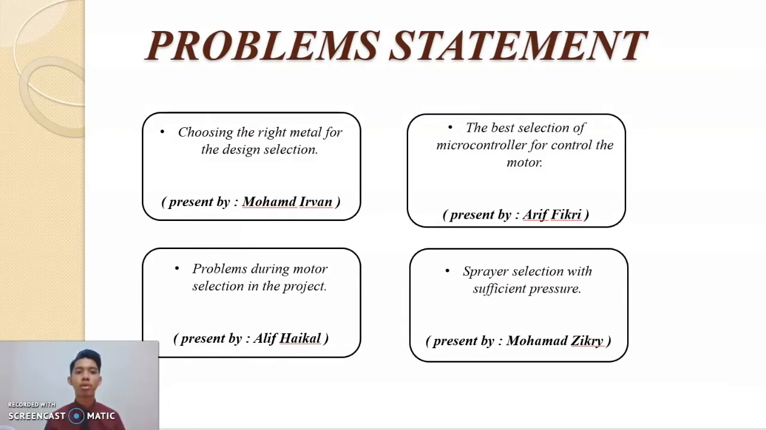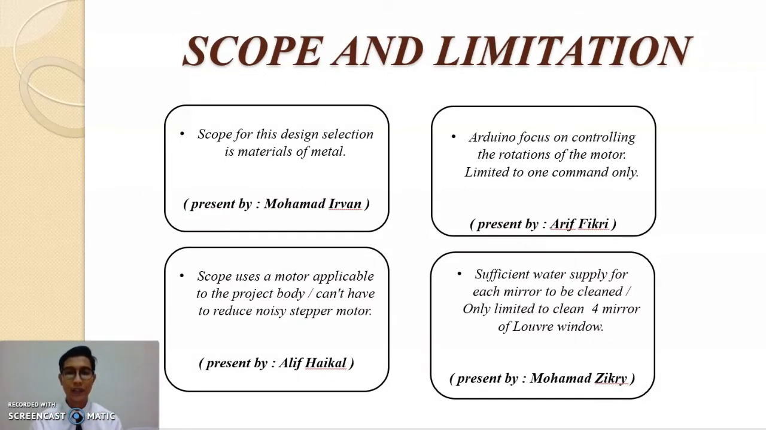The problem statement for my part is the sprayer. The type of water sprayer required for this project needs a higher pressure. The existing sprayer requires high pressure to ensure that the water used for cleaning can flow in each water tube. It is also to ensure that the water used for cleaning the mirror has the proper velocity. A sprayer with sufficient pressure has not been identified for cleaning each mirror. To solve this problem, the selection and use of a sprayer that can produce high pressure needs to be incorporated into this cleaning process.